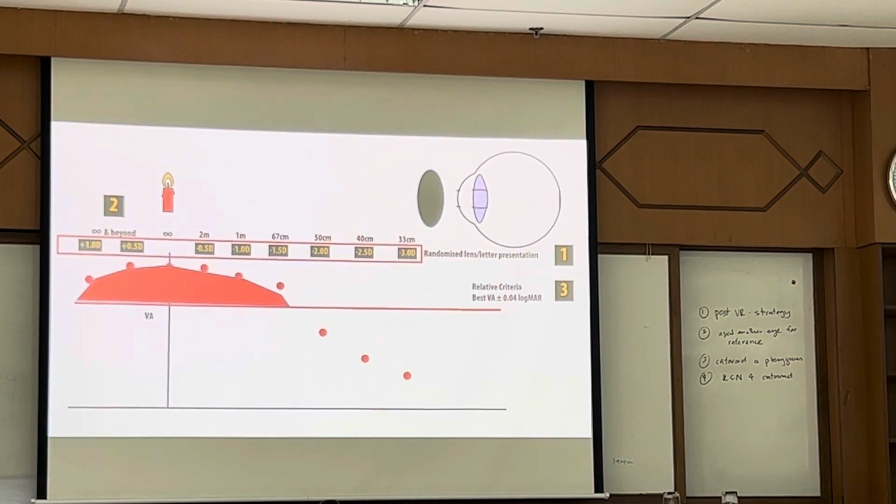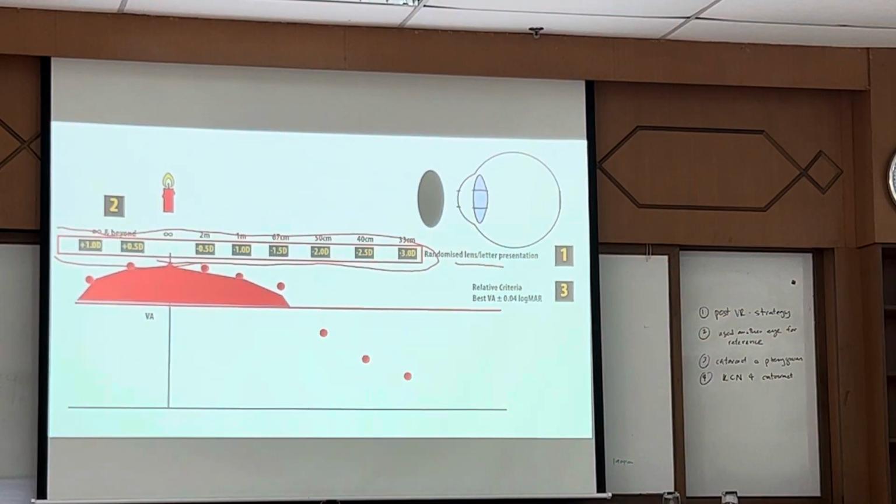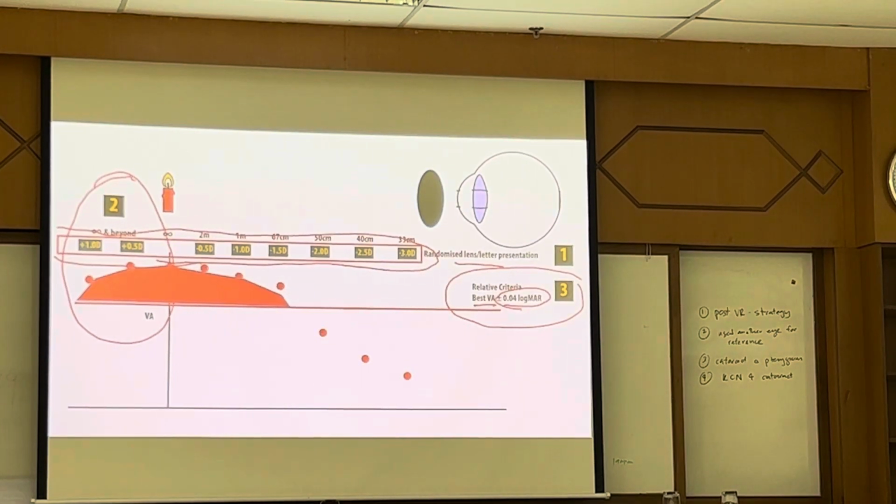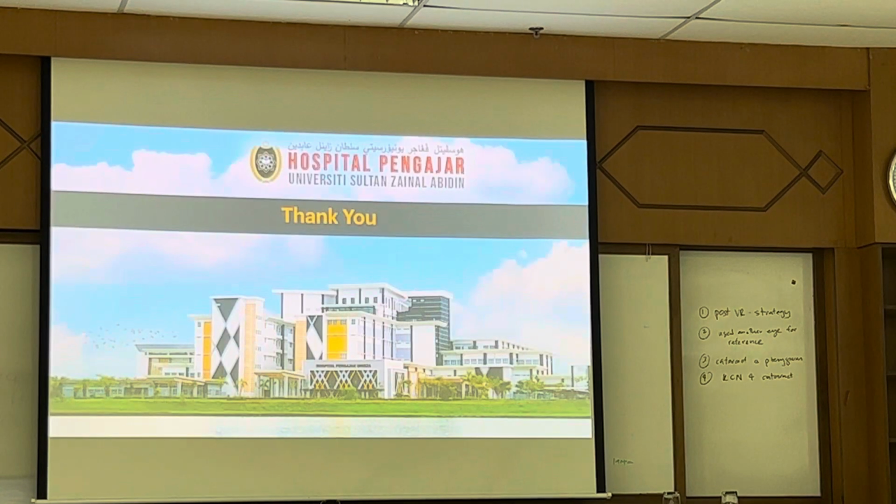So to conclude, this is the defocus curve. The IOLs are put in sequence, so they suggest to randomize the IOL, the minus lens, and randomize the sequence so that the patient will have no memory effect. And then you also have to put a positive lens to complete the curve. And then the best criterion for clear vision is best BCVA plus minus 0.04 logMAR. This is a variable you have to decide for clear vision. This is the suggestion of the study. Okay, that's all. Thank you.